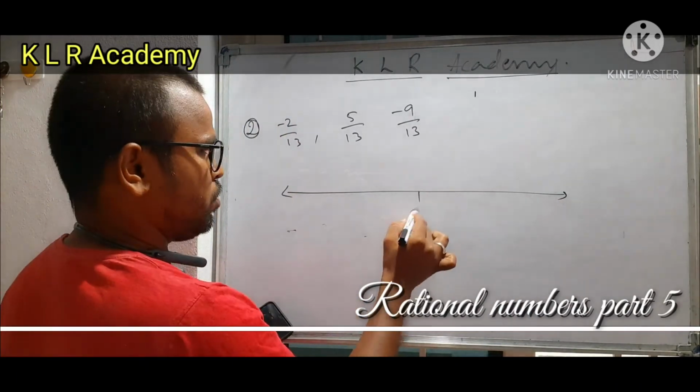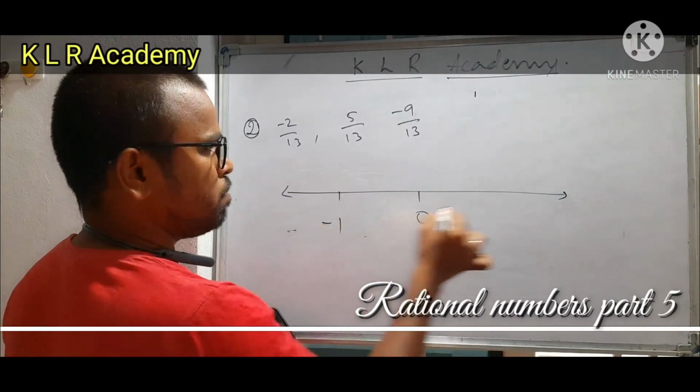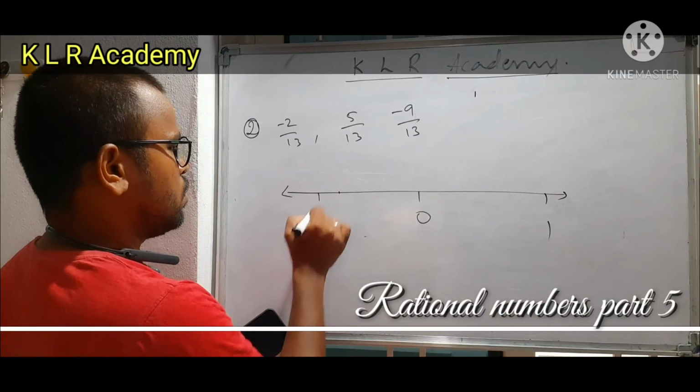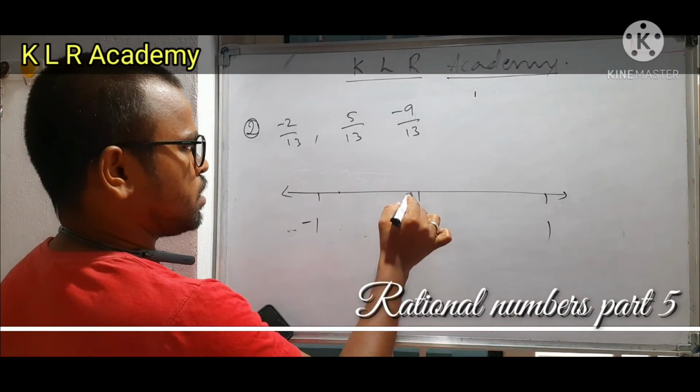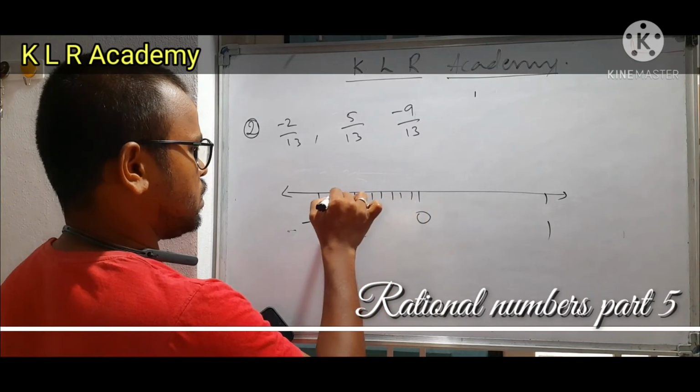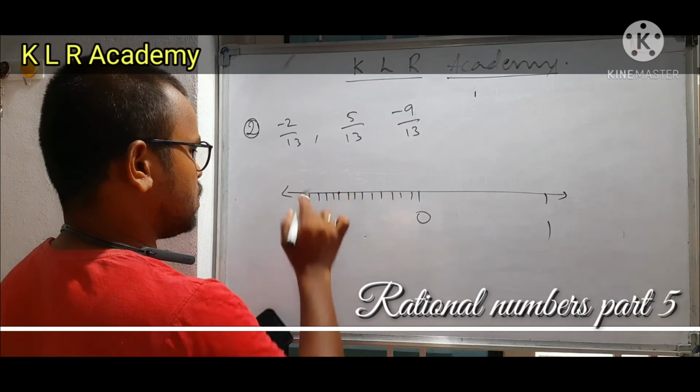So take 0 here. This is minus 1. This is plus 1. Divide them into 13 equal parts. 1, 2, 3, 4, 5, 6, 7, 8, 9, 10, 11, 12, 13.